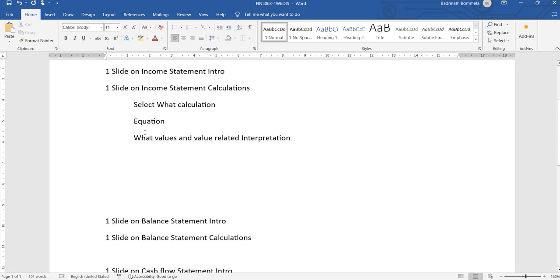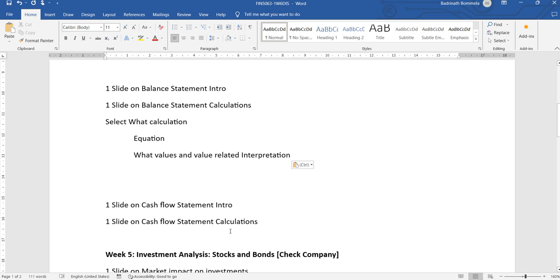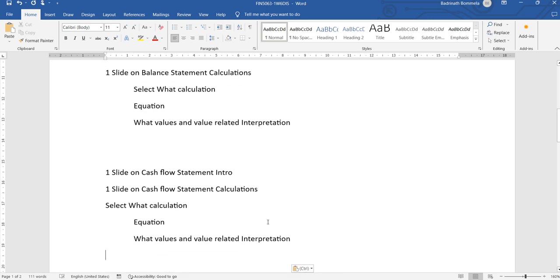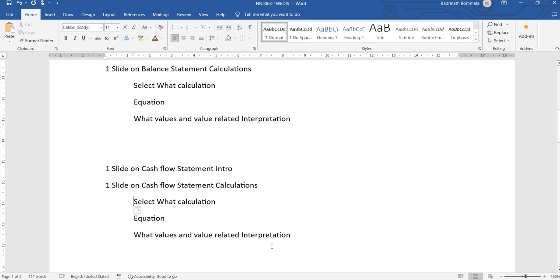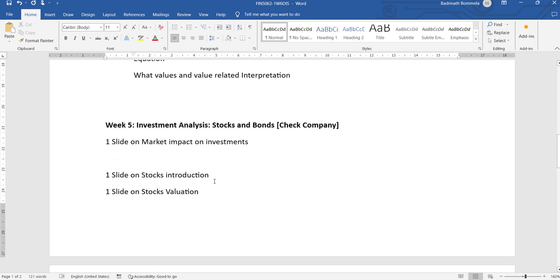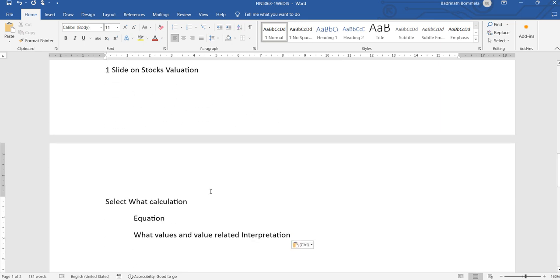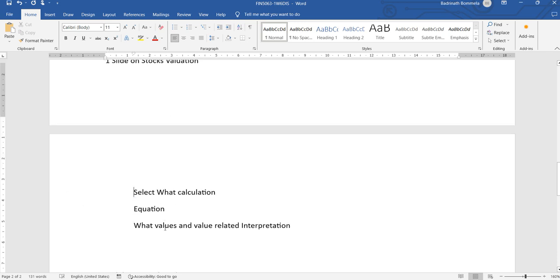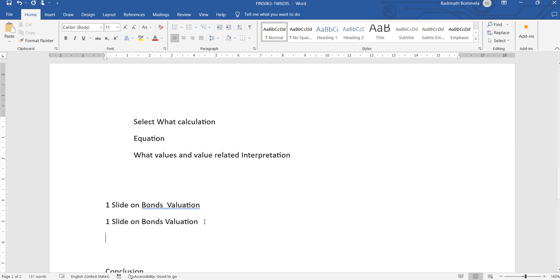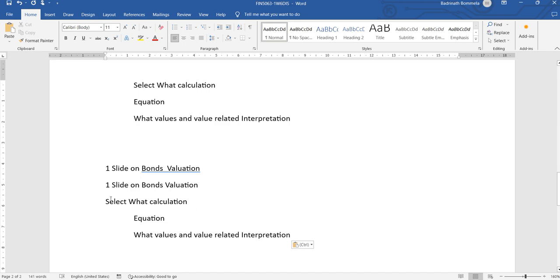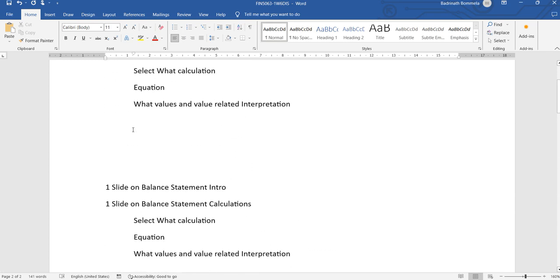Similarly, wherever you include calculations, in that slide it should be the same thing. Select what calculations you included, what its equation is, and what values you interpreted. A similar structure will be followed for all the slides.